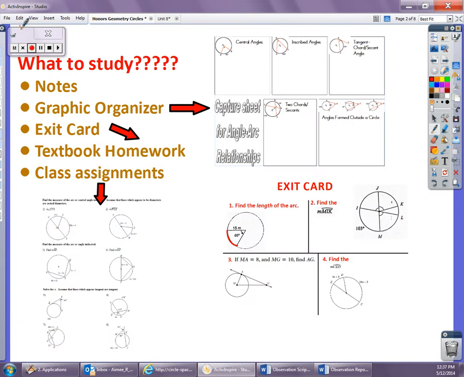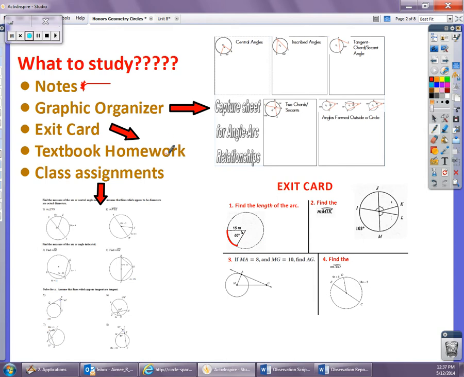So what is it that you should study? You should study your notes. You should have lots of these from this unit. I gave you a graphic organizer. We filled this in last week together. We also had an exit card. These concepts are also going to be on your quiz tomorrow.